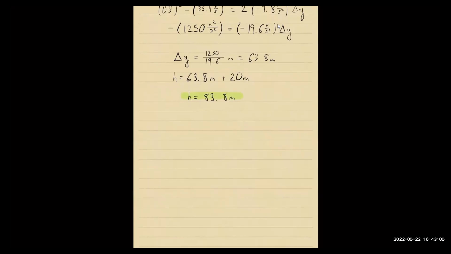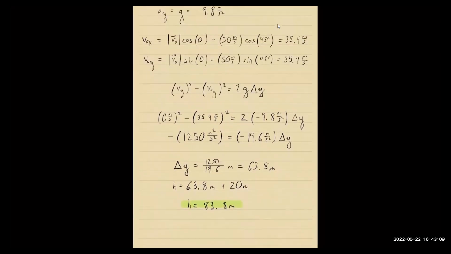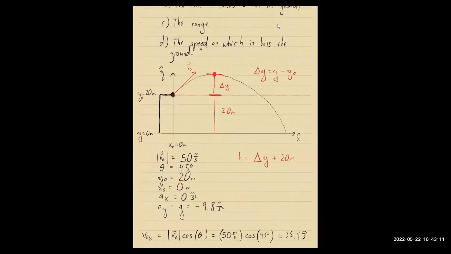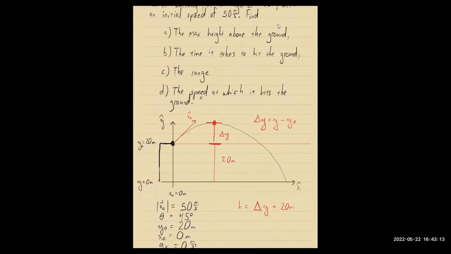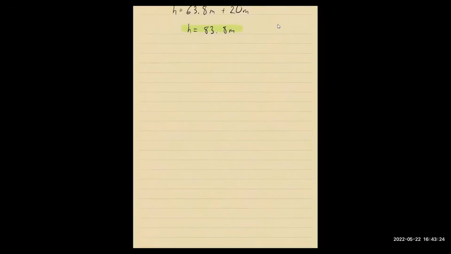Very good. All right, so that's part A. Now let's go back up and look at part B. Part B is asking for the time it takes for this thing to hit the ground. In order to do this, we're going to need to make use of the quadratic formula again.